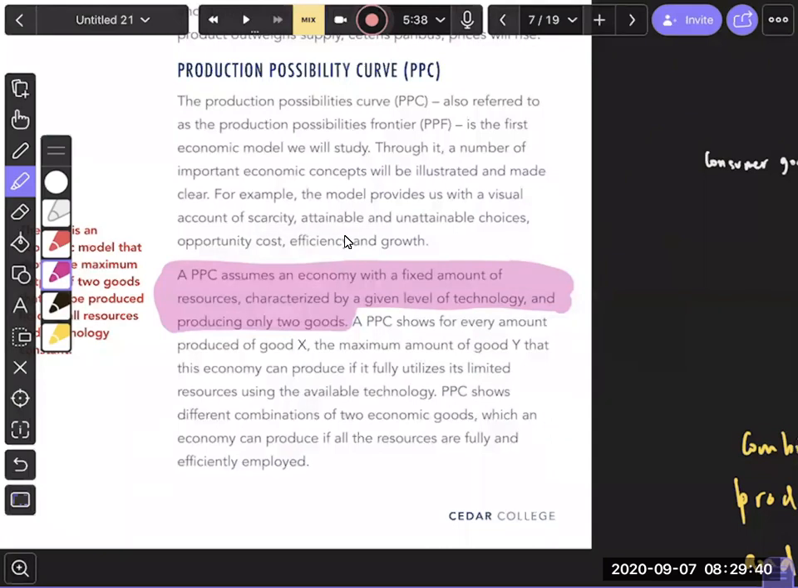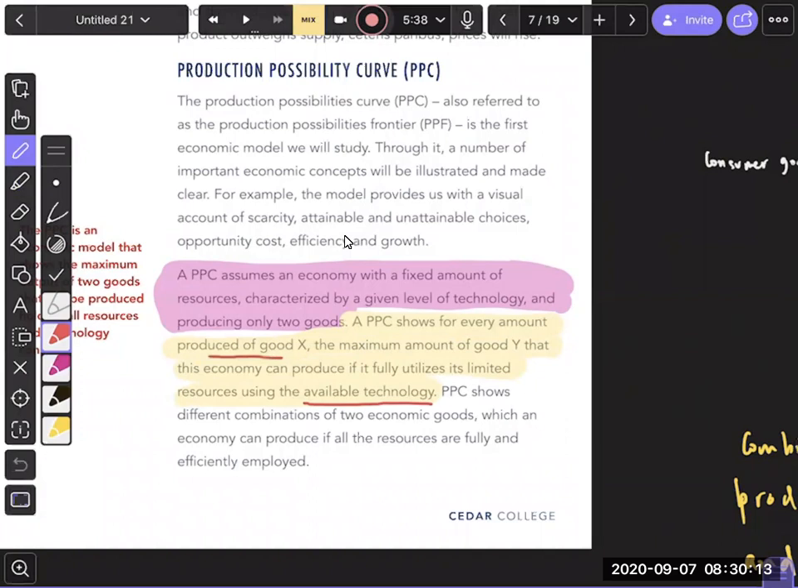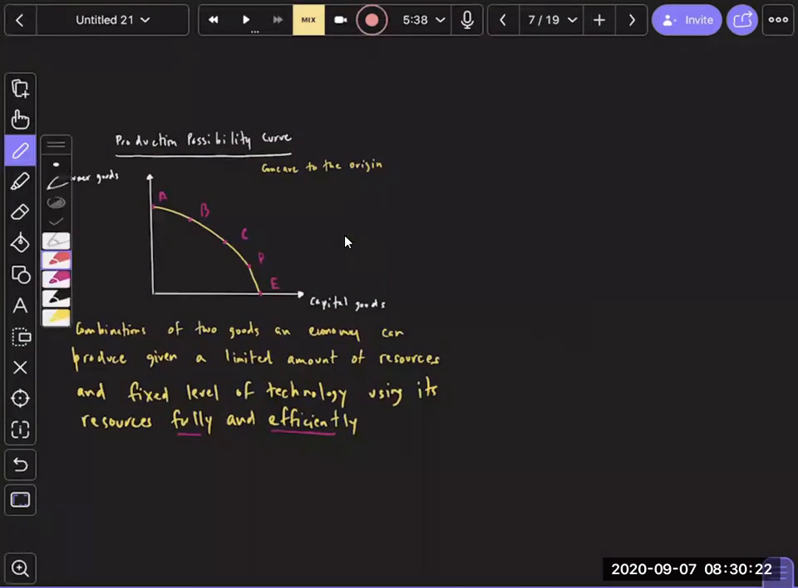Another thing is this: what exactly is PPC showing us? It shows you, for every amount of good X, the maximum amount of good Y that an economy can produce if it utilizes its limited resources using the available technology. So the available technology is not changing, because sooner or later we're going to have the technology to change. Also, we are saying that for every X, how much of Y can I produce given I use my resources fully and efficiently.